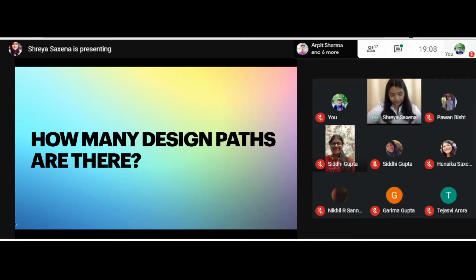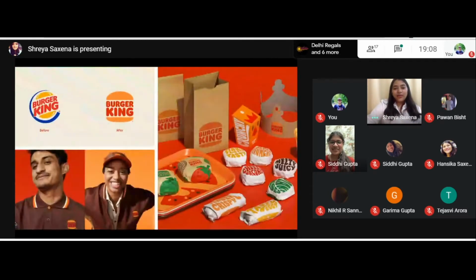All right, so we move to a more interesting part now. What different design paths are there? Now we start with this one. This is something which we have all seen. We have all gone to Burger King or McDonald's or whatever, and we have seen that their paper bags, right from the logo to the people who are serving the food at the counter, they all have some identity, or there's some sort of consistency in every touch point that you come across in that shop.